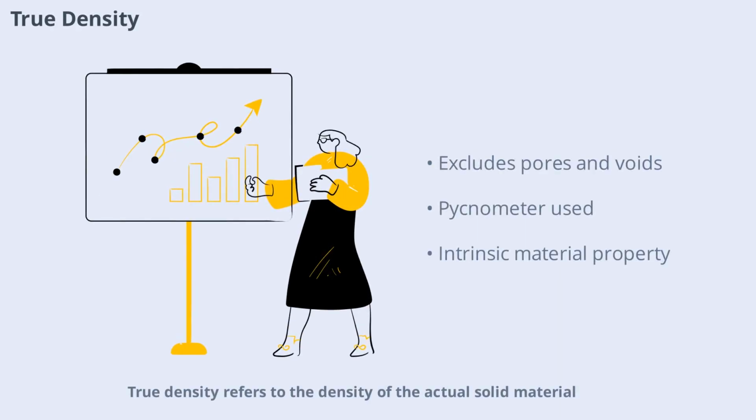True density refers to the density of the actual solid material, excluding pores and voids. It's calculated as the mass divided by the true volume of the particles. Instruments like the pycnometer or helium pycnometer are used for this measurement. True density is important for understanding the intrinsic properties of the material itself, independent of how it's packed.